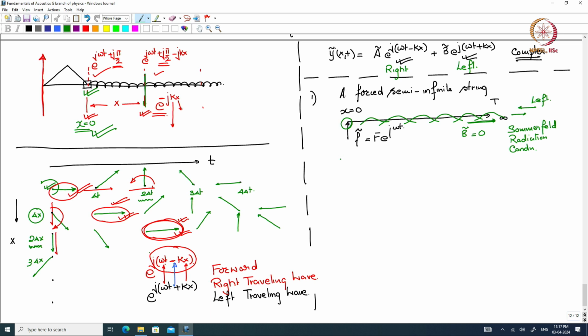Okay. So now my solution has only one component, y tilde of x comma t is a tilde e to the power of j(omega t minus kx). So I have one complex unknown, and so I need one complex boundary condition. Okay. So what is that now? That condition has to be set up over here at x equal to 0.